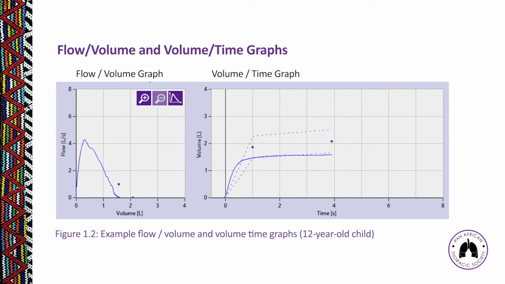You can see that this child has measured slightly less than what is predicted. If you look at the little gray dotted lines, those show you the upper and lower levels of normal for this child. You can see that the blow on both the flow volume and volume time graphs is towards the lower side of normal, the lower level of normal.